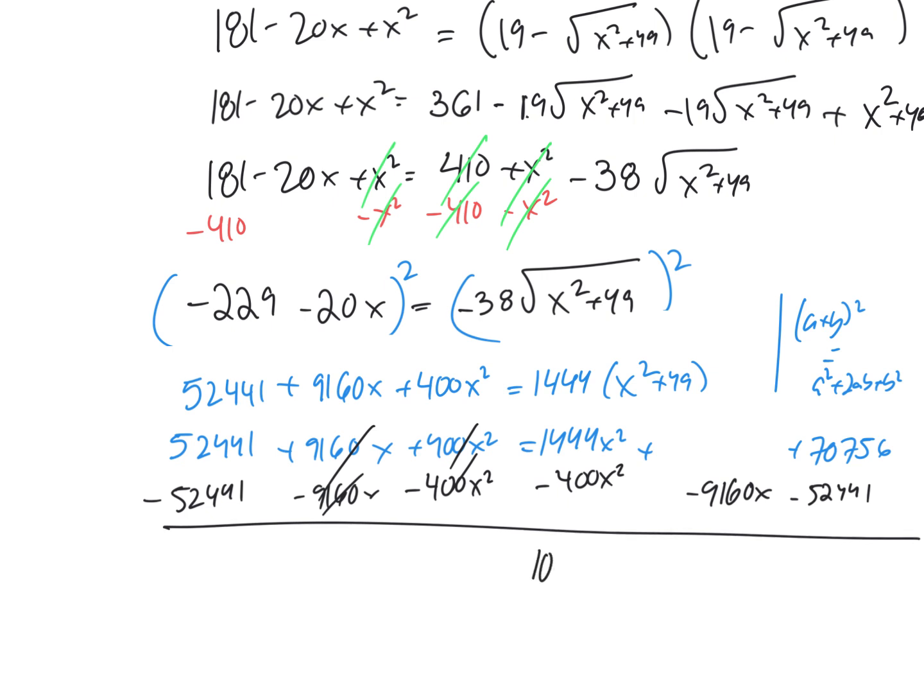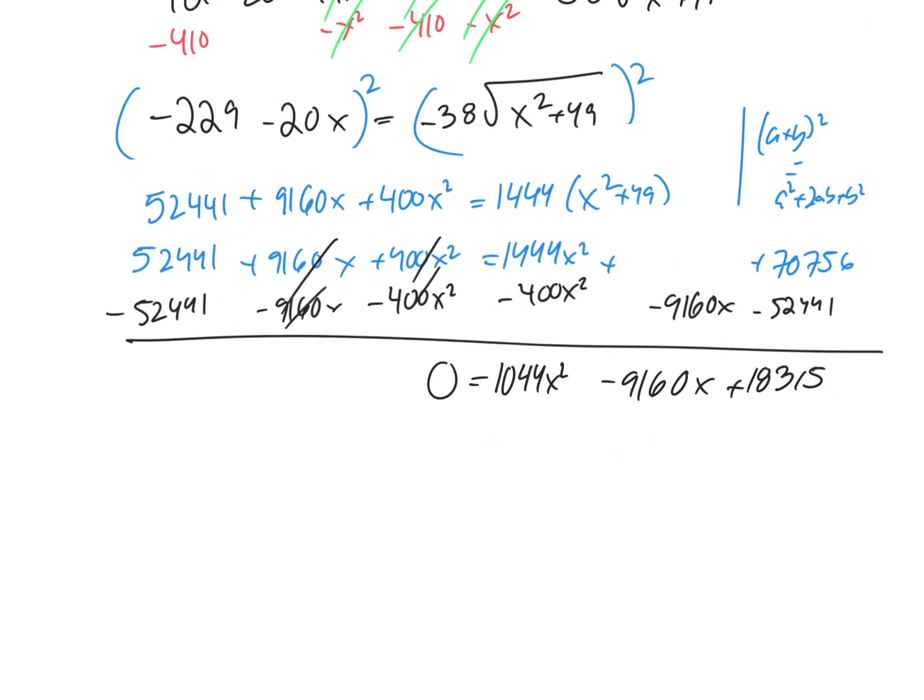Okay, so what do I have now? 1444 minus 400 is 1,044x squared. I have 0 over here. Minus 9160x. And then I put this into my calculator. This was 18,315. Okay, so this is now all ready to go into the quadratic formula.